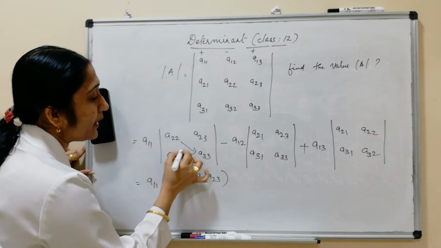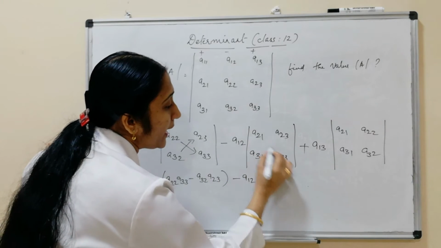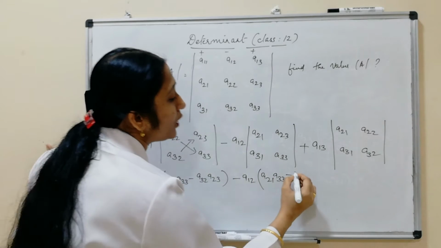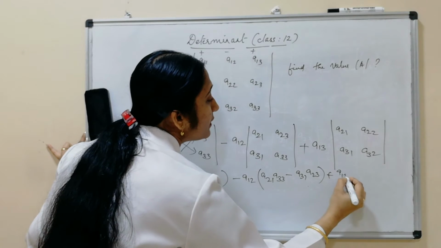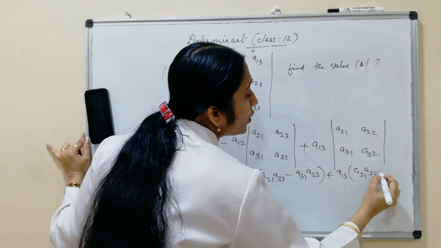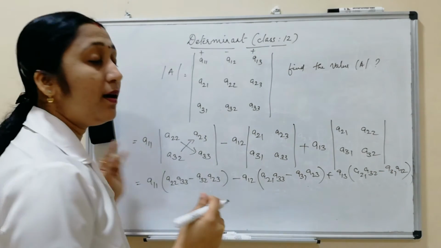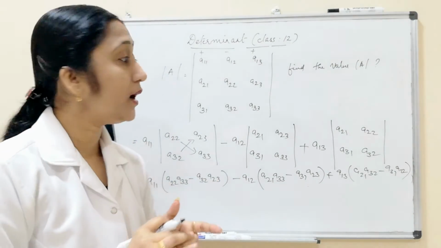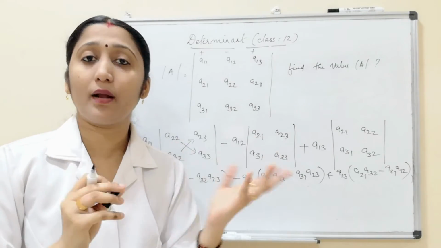This is cross multiplying and subtract. Next, A12 into A21 into A33 minus A31 into A23 plus A13 into A21 A32 minus A31 A22. This is the format to find the value of a determinant. In order 3, you have to understand it better with a couple of examples.